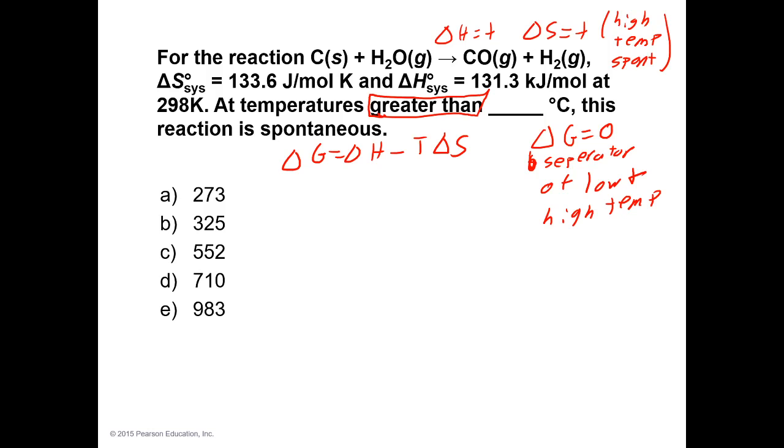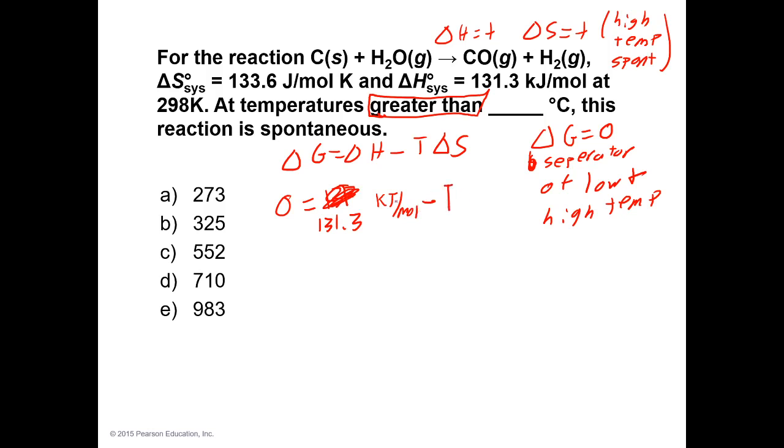So since we now know that high temperatures are spontaneous, we need to know where is the bright line, where is the separator for this reaction? What counts as high, what counts as low? And that we find by finding delta G equals 0. So I have 0 equals delta H, which is 131.3 kilojoules per mole, minus T, which is what we're looking for, we don't know, and then we have delta S.